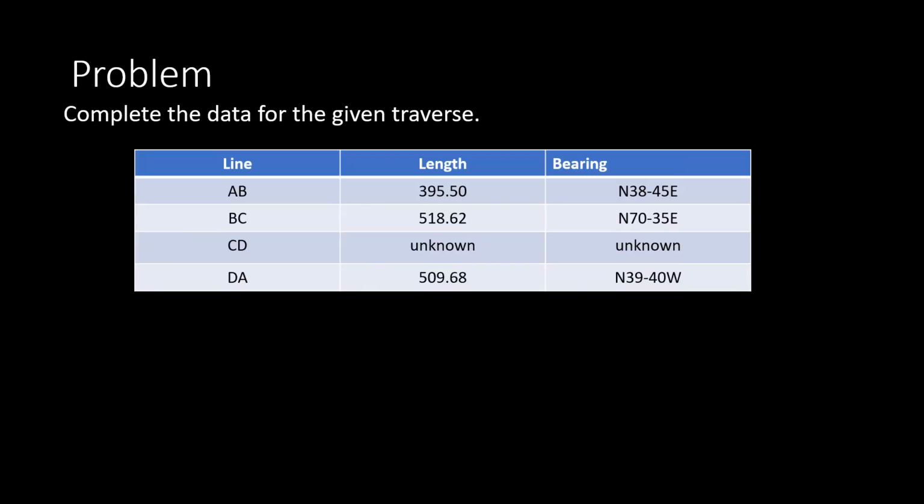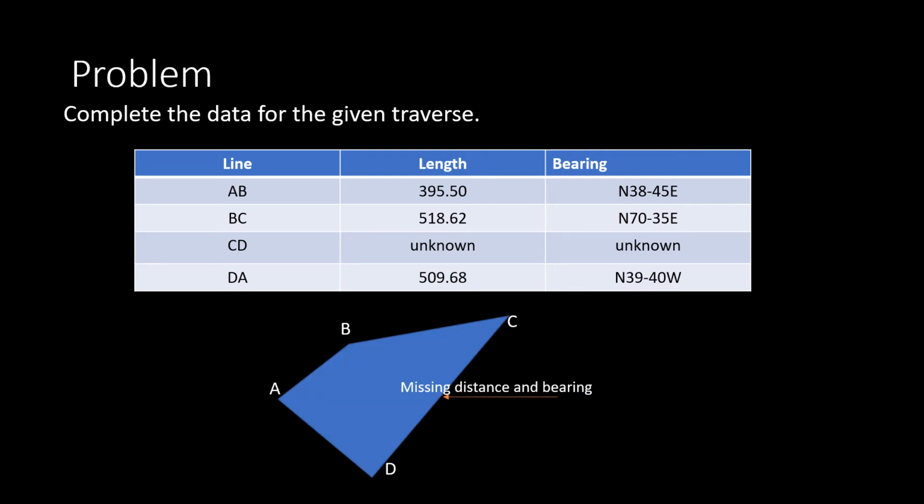Let us now work on a problem. We are to complete the data for the given traverse. Our traverse is comprised of 4 traverse lines, and both the length and bearing of line CD are unknown.